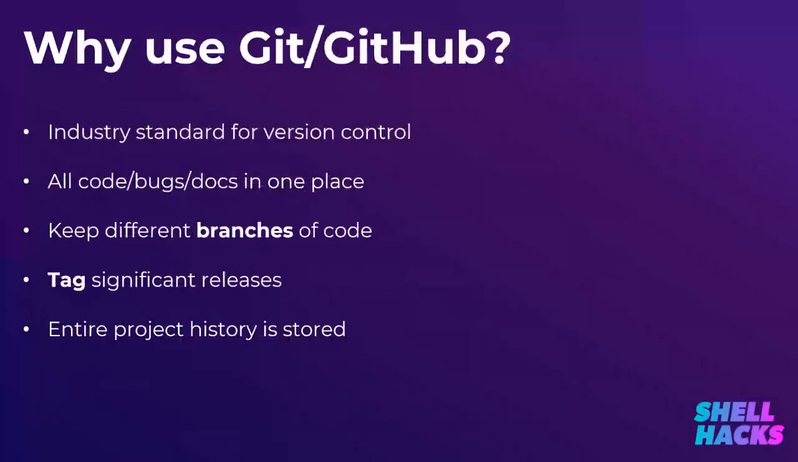So why use Git and GitHub? Besides it being just an industry standard for version control, because there are many different alternatives out there, but Git is pretty much the de facto. All your code, your bugs, your documentation, it's all centralized in one place. You can keep different branches of code. We'll go over that a little bit later in the workshop. You can tag significant releases. You can store the entire project history. These are just some of the basic things that you can use with Git and GitHub.